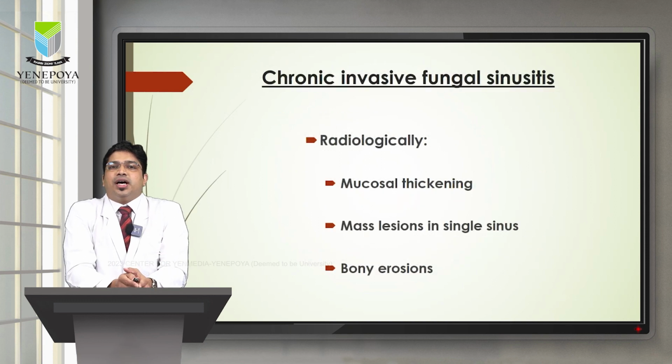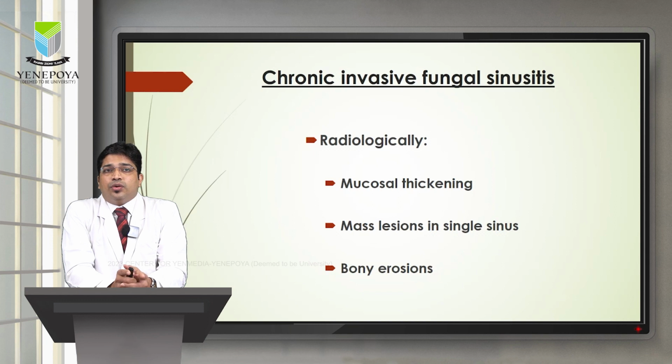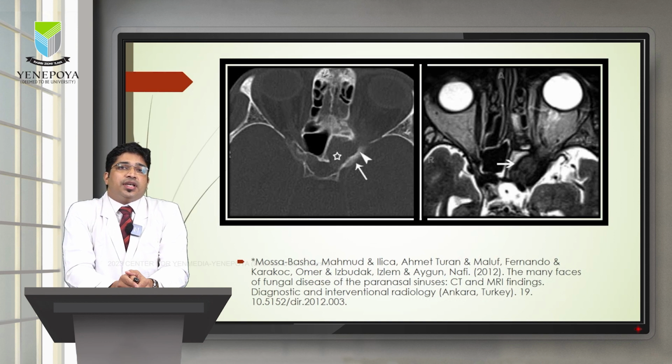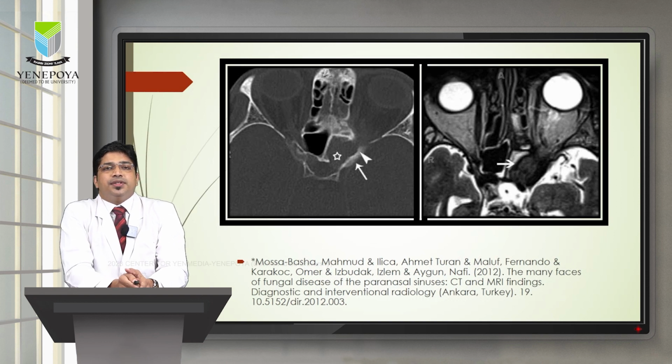So when these patients are radiologically investigated with CT nose and paranasal sinuses, unlike the acute invasive form, we see only mucosal thickening and mass lesions within the sinus. There may be bony erosions if the disease has reached advanced stages. As we see in this picture, the sphenoid sinus on the left side has been involved with erosion of the posterior plate of the sinus as seen by the CTPNS. But in MRI, we can see that the adjacent cavernous sinus has also been involved along with the ipsilateral orbit. So this is the advantage of combining MRI with the CTPNS.